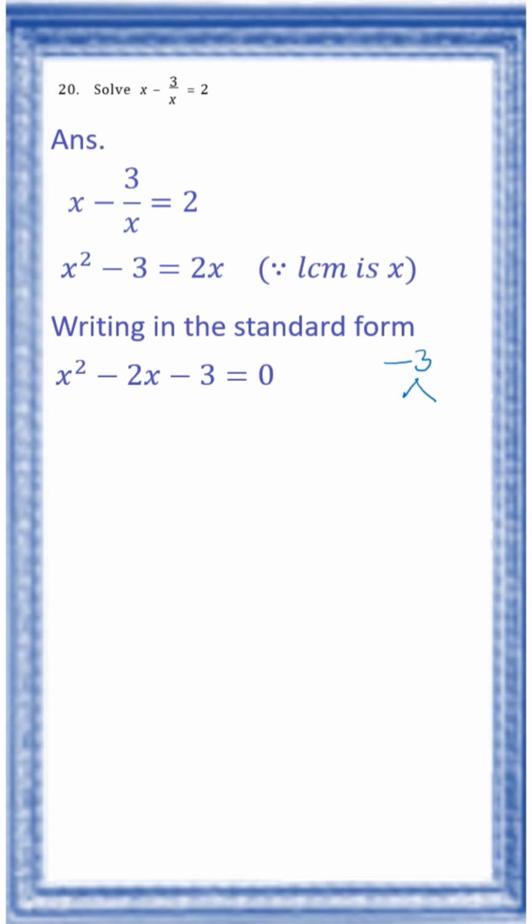3 into 1 is 3. Bigger number sign is negative. So minus 3 plus 1 is equal to minus 2. Now let us write it like this: x square plus x minus 3x minus 3 is equal to 0.